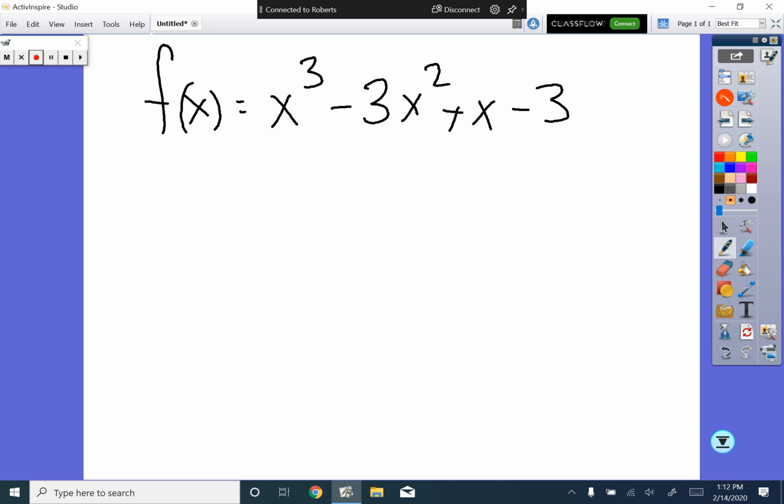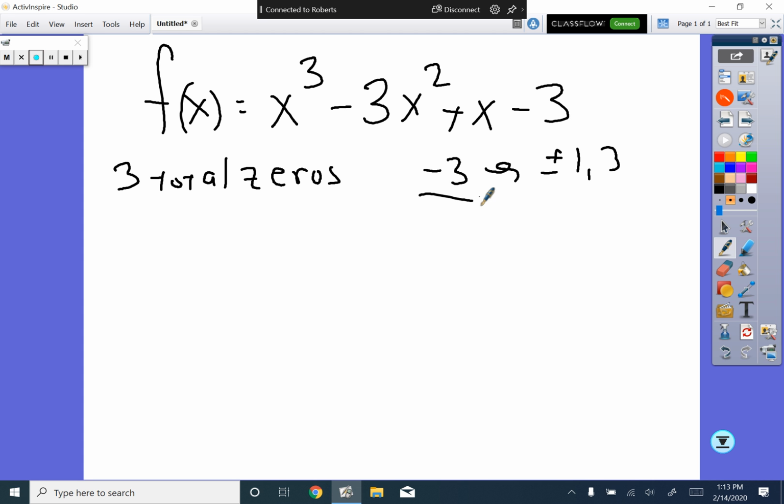How many zeros should we have? We should have 3 total zeros, right? You guys all agree with that? Okay. So let's go through synthetic. Let's actually do the rational root theorem. So who's my p? -3. So the factors of -3 are who? Plus or minus 1 and 3, correct? Everybody agree with that? Who's my q? 1.